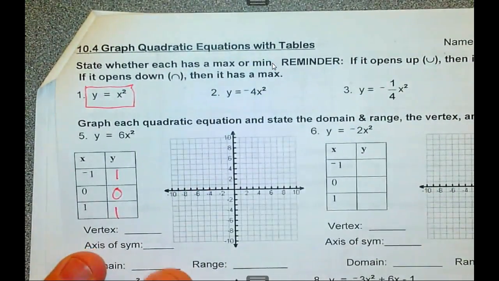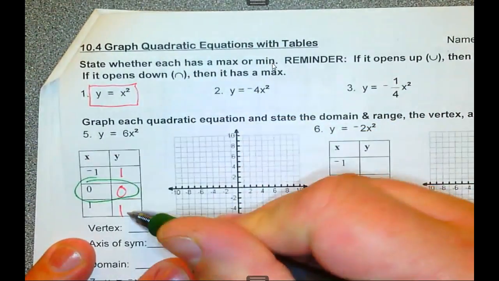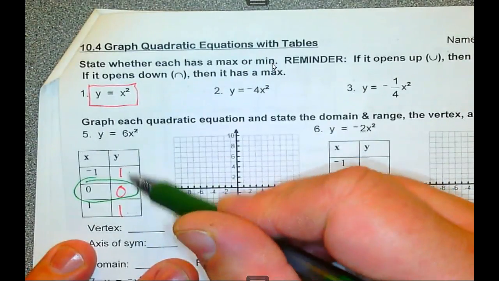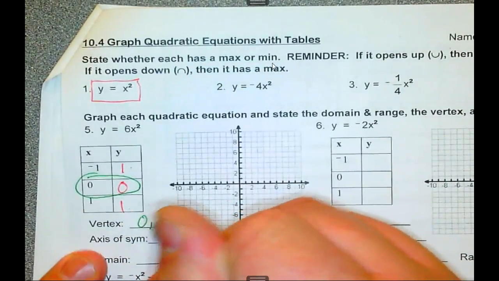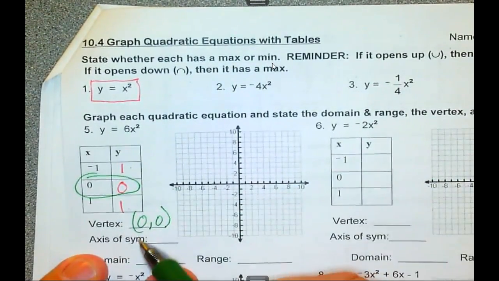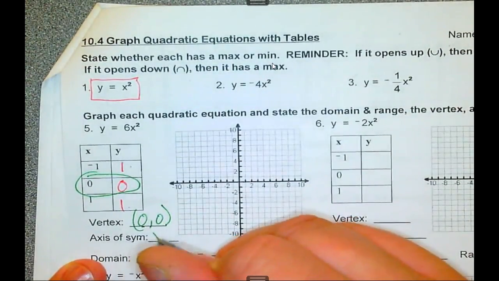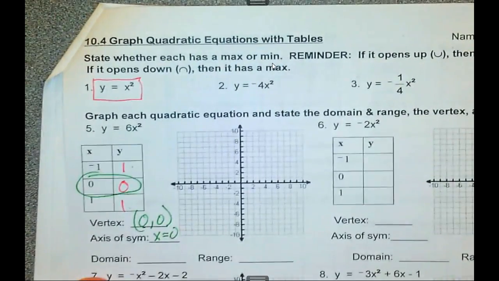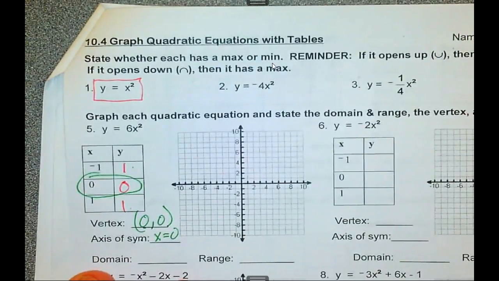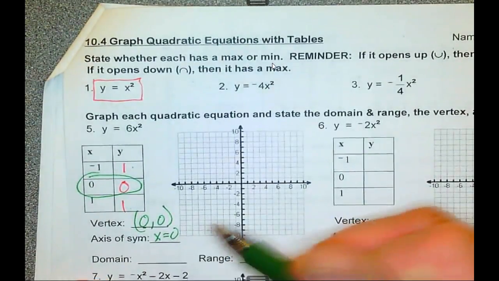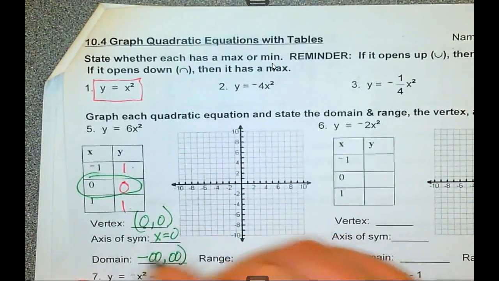My vertex is going to be my 0, 0, because I can tell that right off the chart because my y values start being the same after that point. So my vertex is 0, 0. My axis of symmetry is my x value of the vertex. So it's x equals 0. My domain for this course, for all of your parabolas, is going to be -infinity, positive infinity.